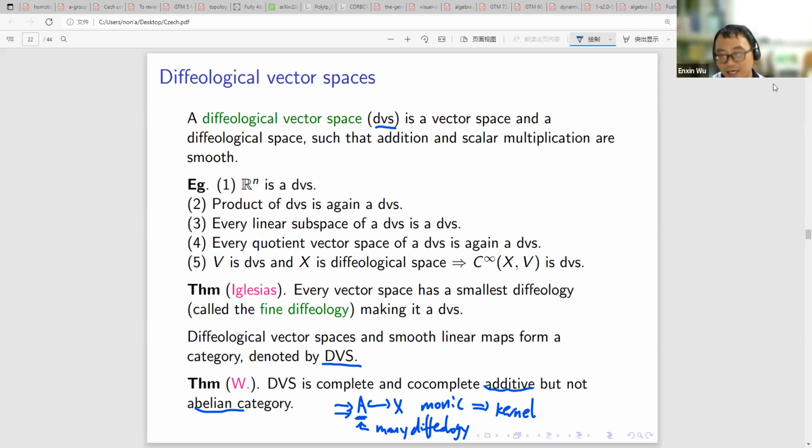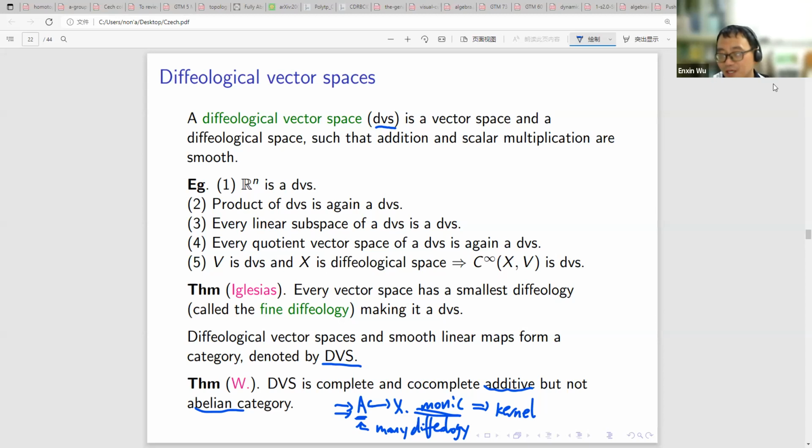So here I can take this X to be a diffeological vector space. Here it's just a subspace of the vector space, but it gets a diffeology smaller than the sub-diffeology. It's still monic, but it's not a kernel. So it's somehow like a categorical thing. It gets wrong. This monic thing is too weak. So you need to put stronger conditions here. Then you can make it true.